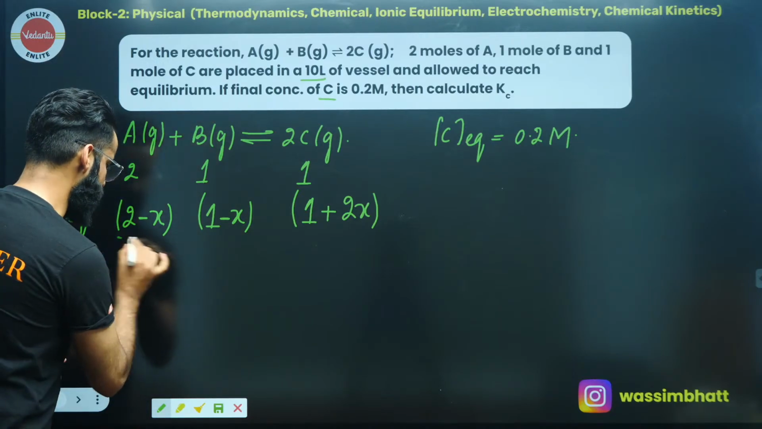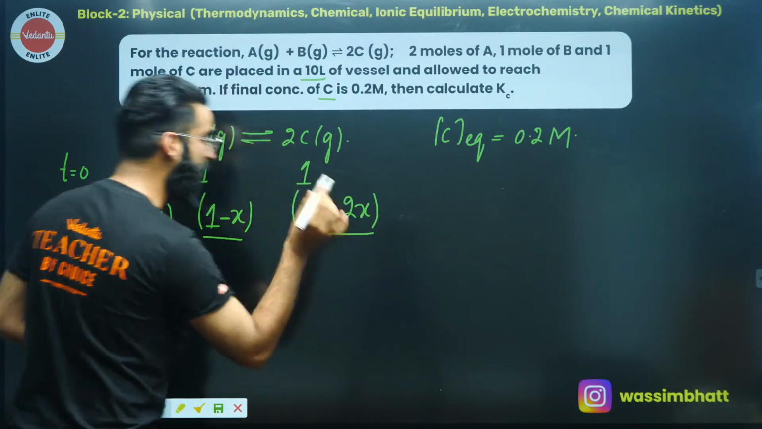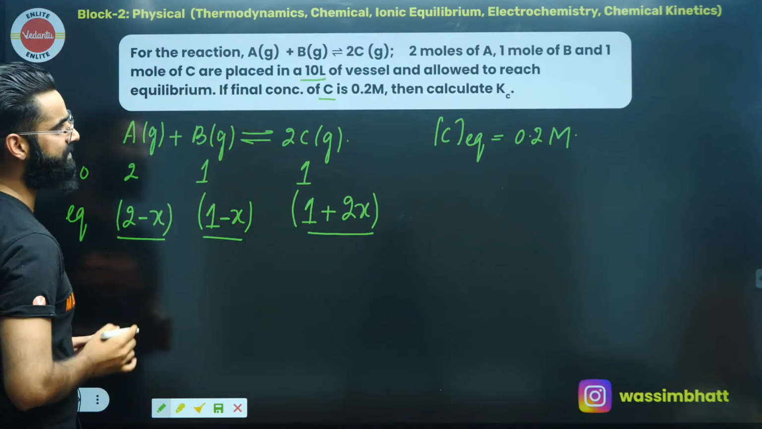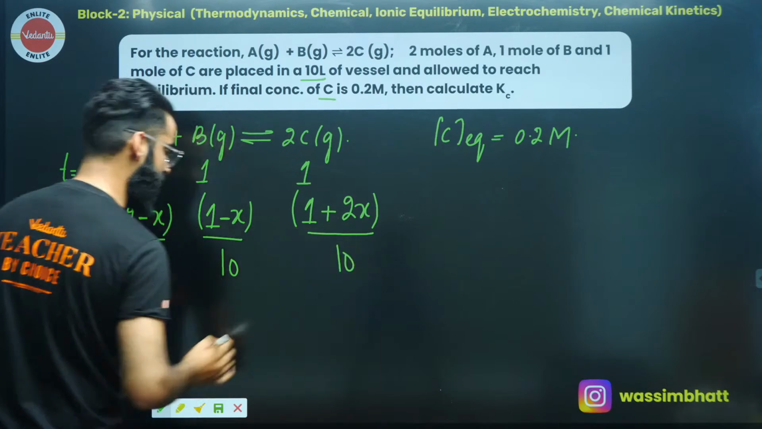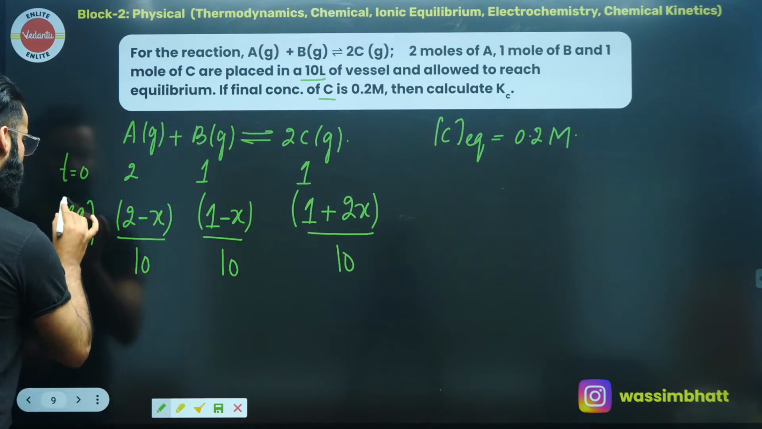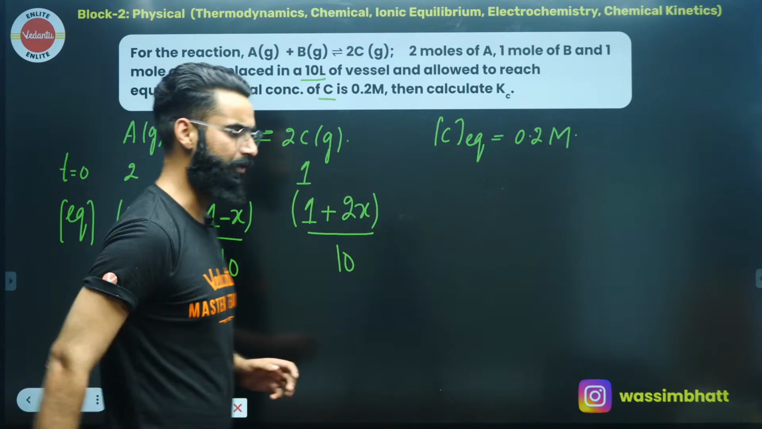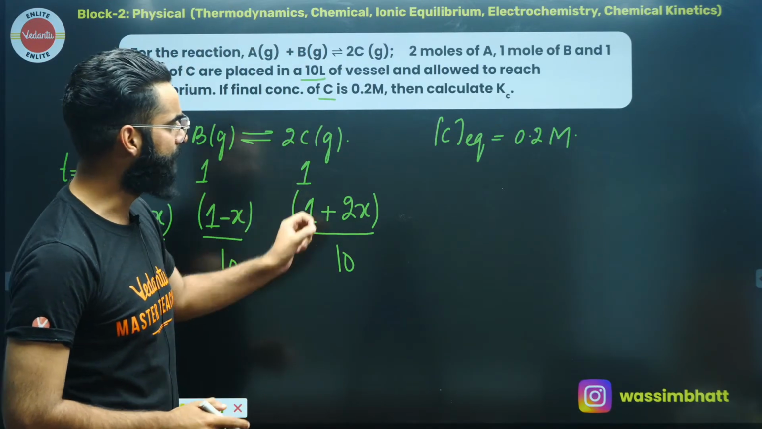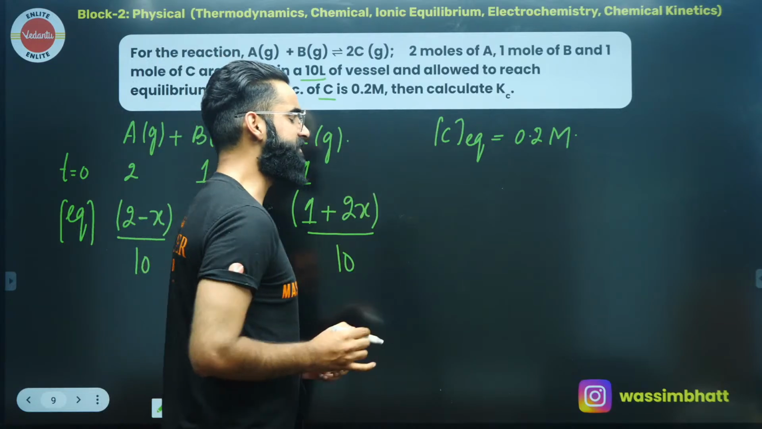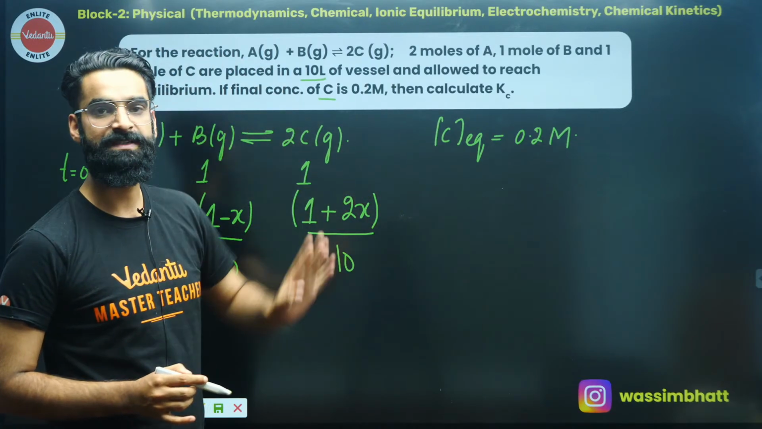You are simply supposed to divide these moles by the volume of the system, which is given to me as 10 liters, right? So I'll be dividing this term by 10, this term by 10, this term by 10 liters. So basically, I got the concentration of each reactant and product in the container at equilibrium. Perfect. Now, people, as far as the question is concerned, the concentration of C at equilibrium is 0.2 molar.